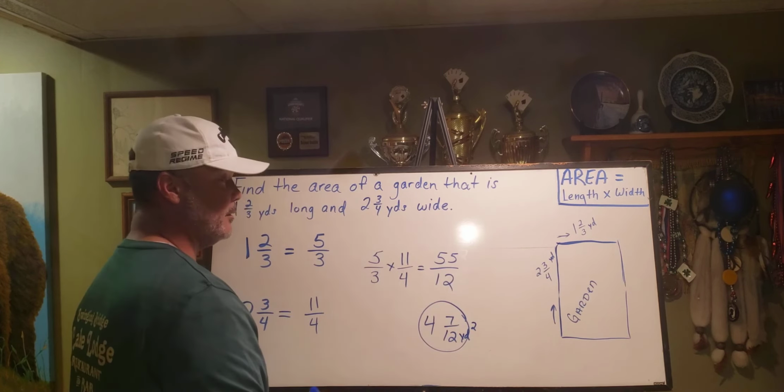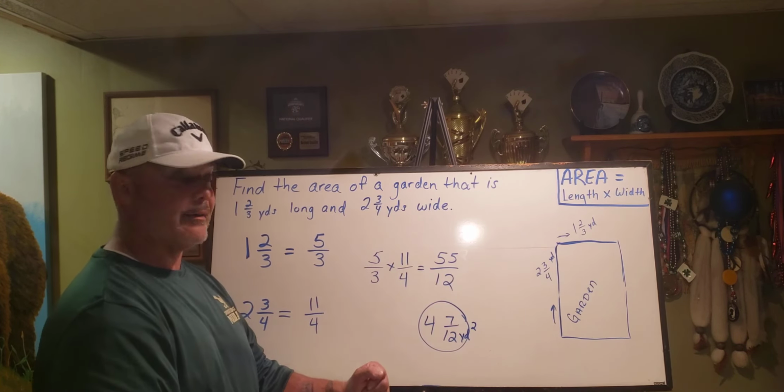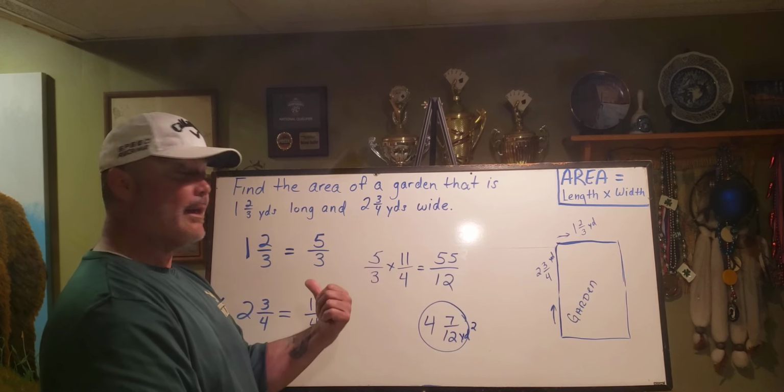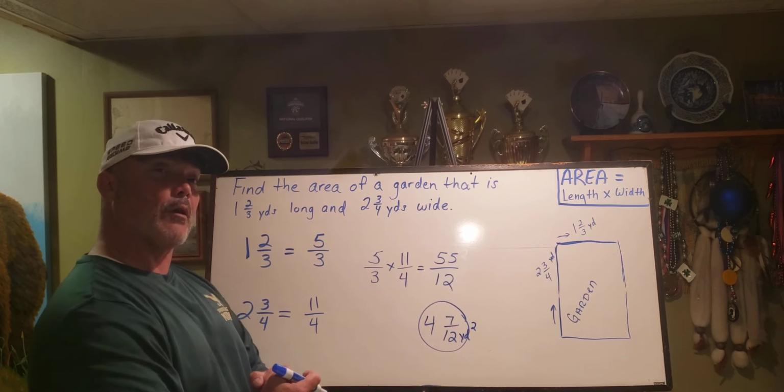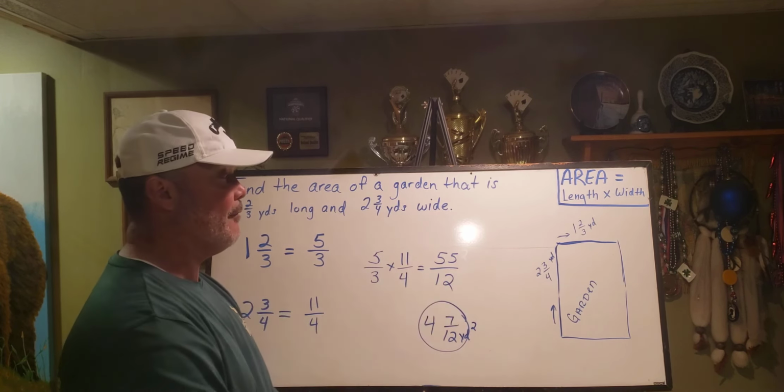I don't like the way that looks, but that is the correct answer. If you go back to the video in the beginning, you'll see 4 and 7/12 yards squared is our answer for the area of a garden.